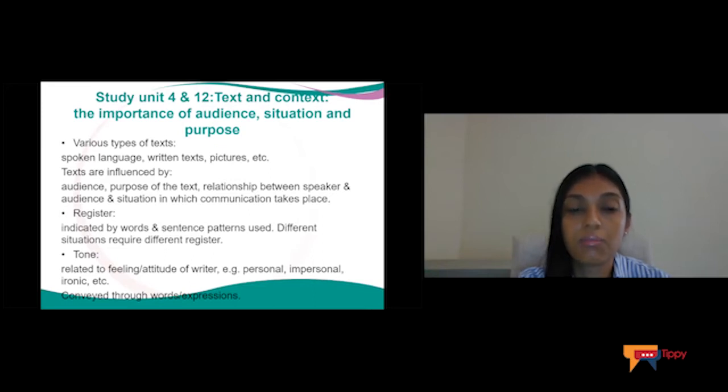Register and tone are other important factors that need to be considered when working with text. Register is indicated by words and sentence patterns used. Different situations require different register. For example, an email communication to your lecturer would require a formal register, whereas a WhatsApp message to your friend would require a more informal register. Tone is related to the feeling and the attitude of the writer. Examples of tone in speech and writing include personal, impersonal, ironic, and so forth. Tone is conveyed through the words and the expressions used by the author.